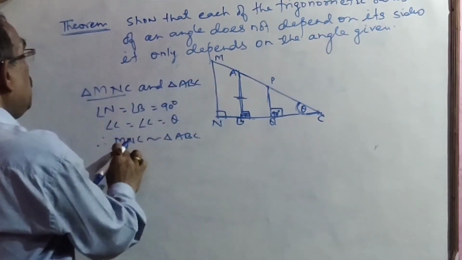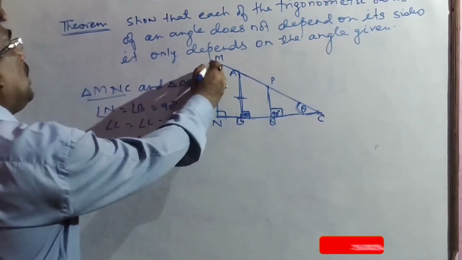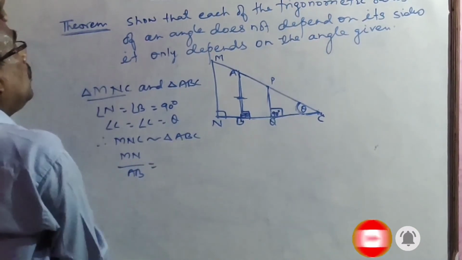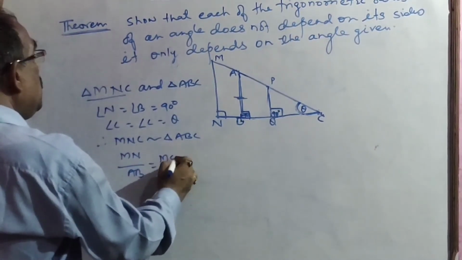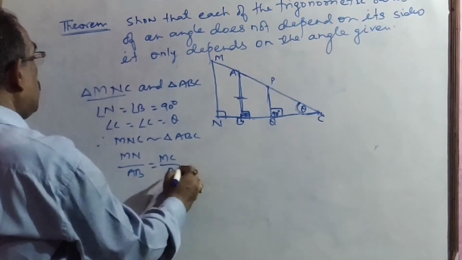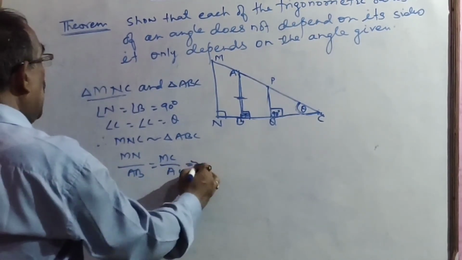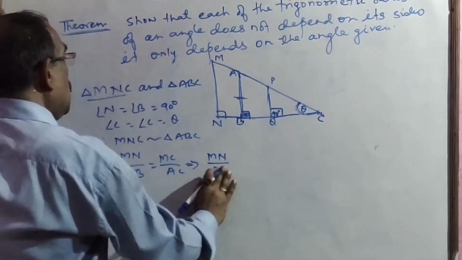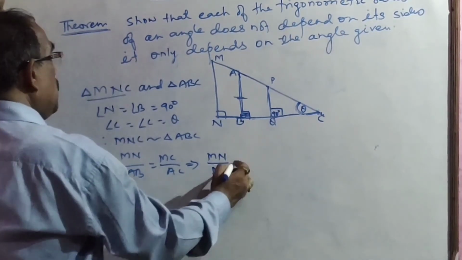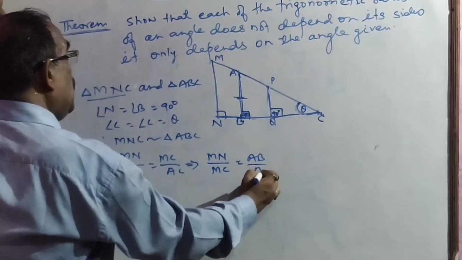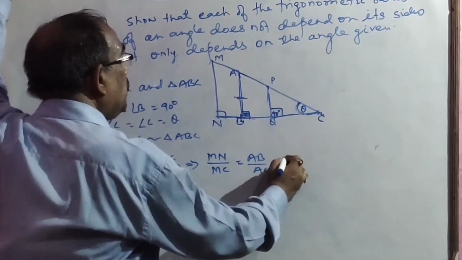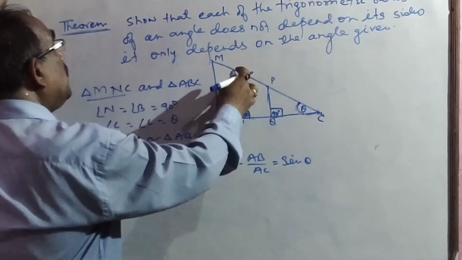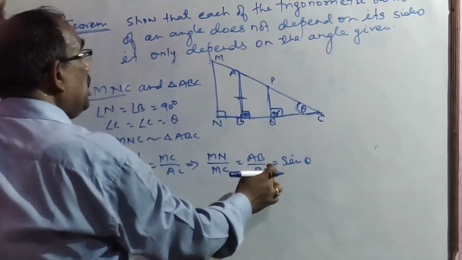If two triangles are similar, then their sides are proportional. MN by AB is equal to MC by AC. We can write this as MN by MC is equal to AB by AC. This is equal to sine theta. In the bigger triangle, perpendicular by hypotenuse, and in the original triangle, AB by AC, is sine theta.